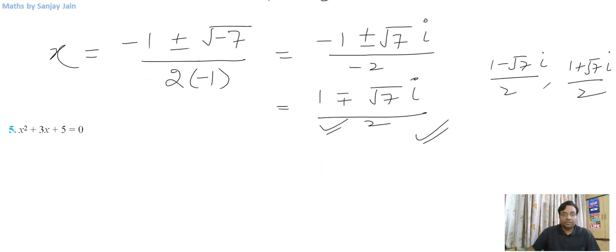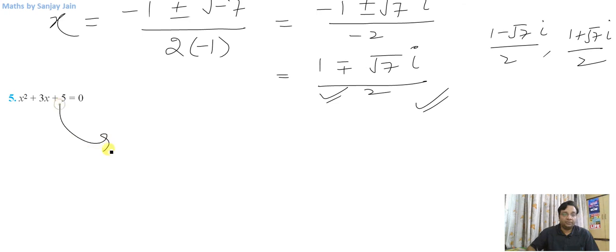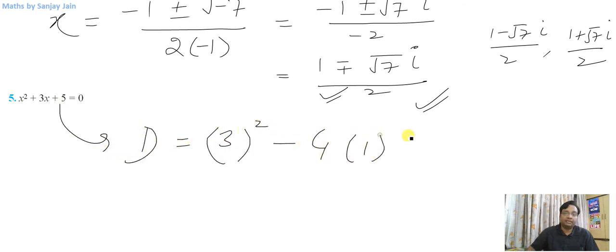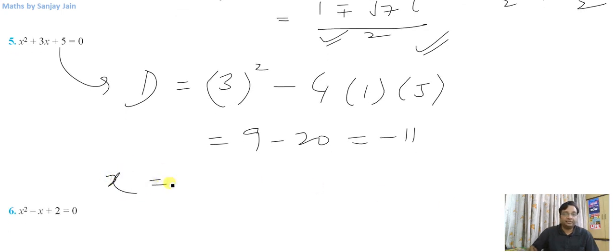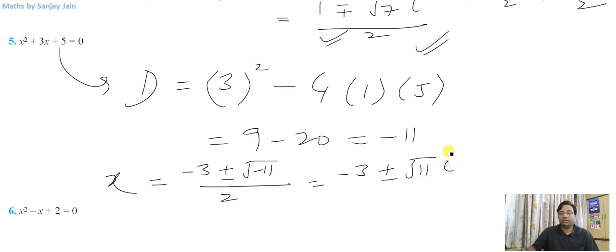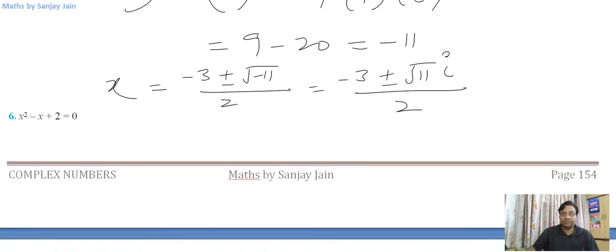Now in the next question, we will find the discriminant. First of all, the discriminant is b squared minus 4ac, that is 9 minus 20, which is minus 11. So the solutions are x equal to minus b plus minus root d upon 2, that is minus 3 plus minus root 11 iota upon 2. This is how simple this exercise is, right?